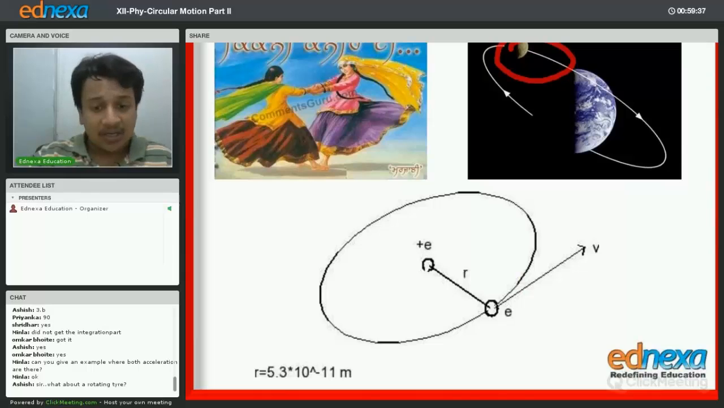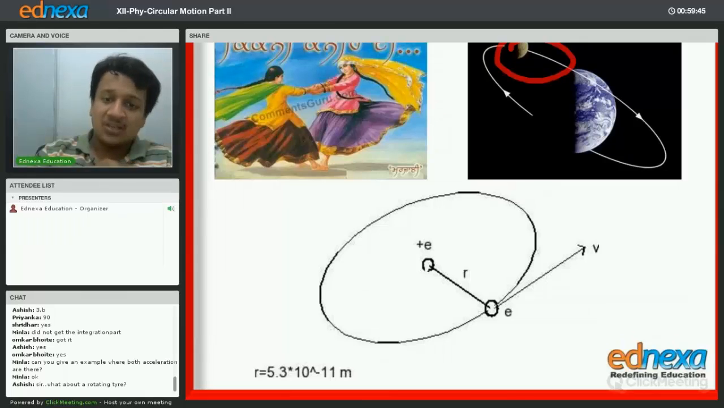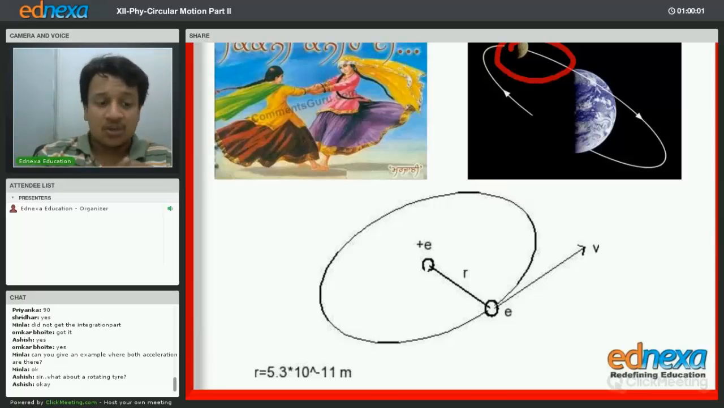Sir, what about the rotating tire? In case of a rotating tire, the molecular force between the tire particles is going to develop the necessary centripetal force. All these things about rotating tires and rotational motion we are going to discuss in our third chapter. Right now we are just discussing circular motion, not rotational motion. Now you may ask me, what is the difference between circular motion and rotational motion?